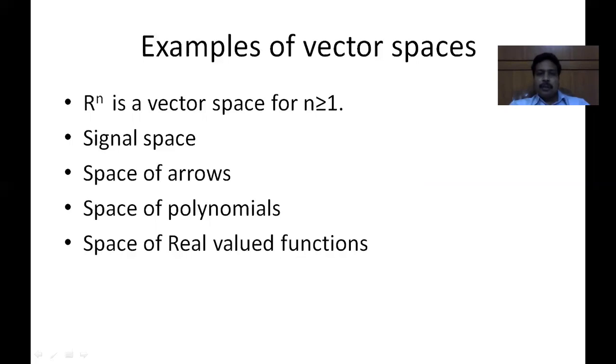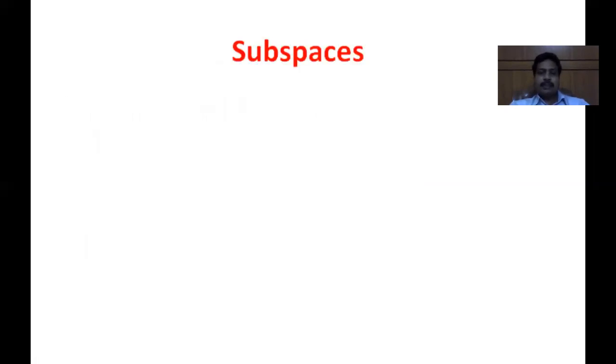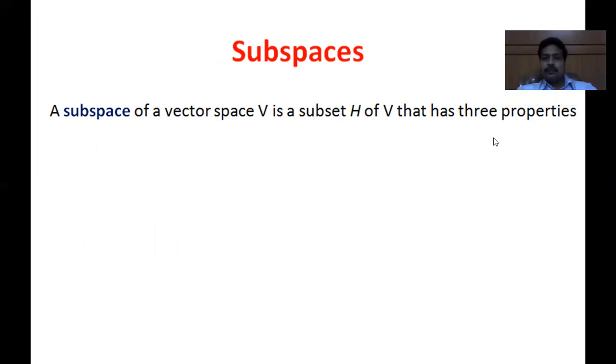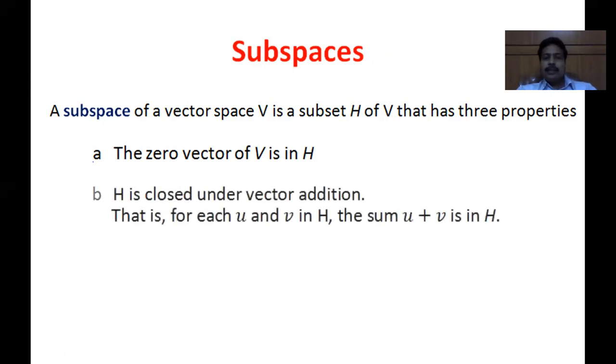Now in today's class, let us discuss subspaces. A subspace is a vector space itself, but it is a subset of some vector space. So this is the definition. A subspace of a vector space V is a subset H of V that has three properties. The first one is that the zero vector of V is in H. So the zero vector of V must be in H. The second one is that H is closed under vector addition. That means for each u and v in H, the vector addition u plus v is in H. That is the second one.